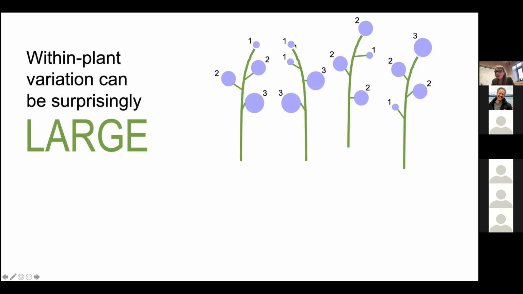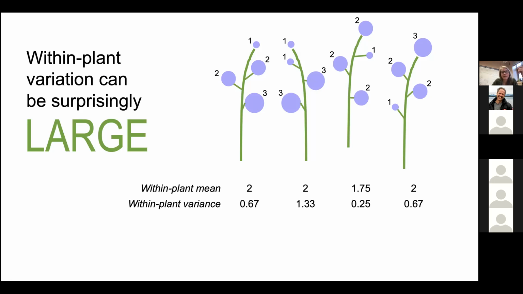Now that we've measured all of the flowers in the population, I can go on to look at the flowers presented by each individual plant and calculate the mean and the variance of flower size within each plant. The way that I've created this cartoon here, the plants all have a mean flower size of around 2, and the variance in flower size differs a little bit from individual to individual.